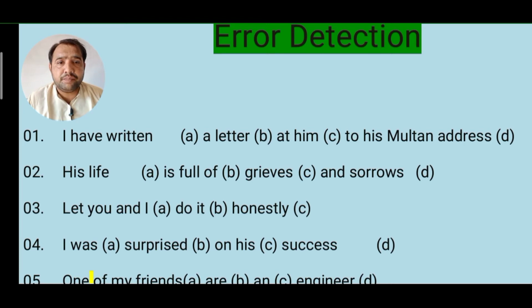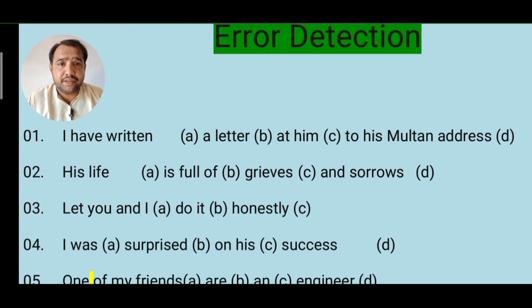In the second example, you will notice that his life is full of griefs and sorrows. Here his life is our singular subject, so it agrees with the singular verb is. And finally, full of griefs and sorrows. Here the plural of sorrow should be sorrows, but the plural of grief, so here we should say his life is full of griefs, not griefs and sorrows.